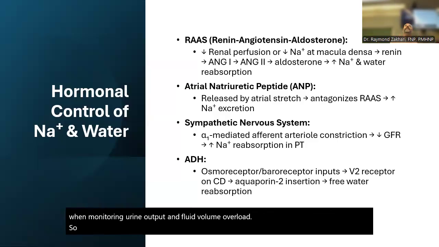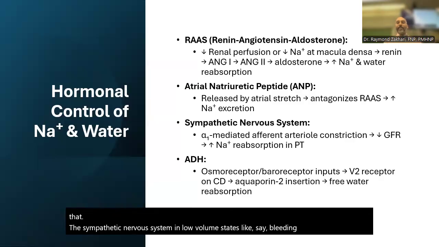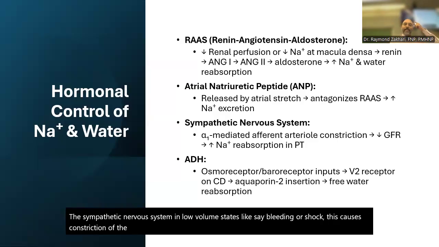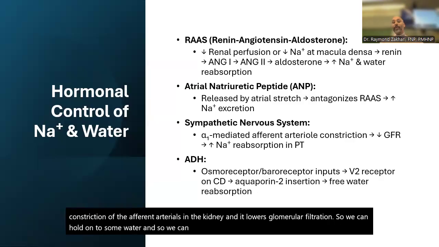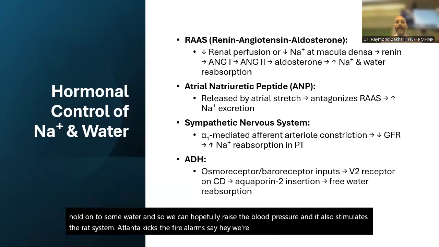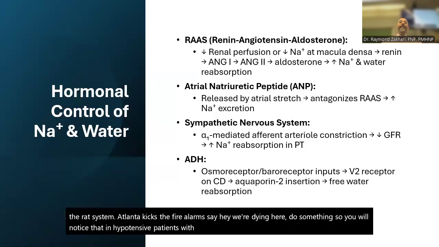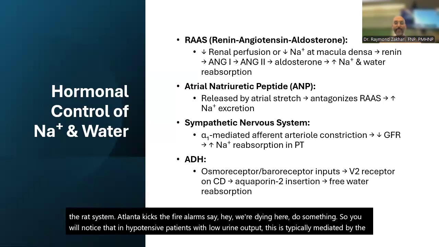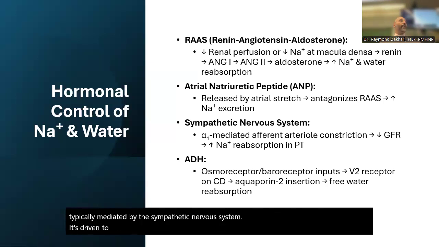So the body's got these compensatory mechanisms: too high will do this, too low will do that. The sympathetic nervous system in low volume states, like say bleeding or shock, causes constriction of the afferent arterioles in the kidney, and it lowers glomerular filtration so we can hold on to some water, and hopefully raise the blood pressure. And it also stimulates the RAS system. It kicks the fire alarm and says, hey, we're dying here. Do something. So you will notice that in hypotensive patients with low urine output, this is typically mediated by the sympathetic nervous system. It's driven to conserve fluid.